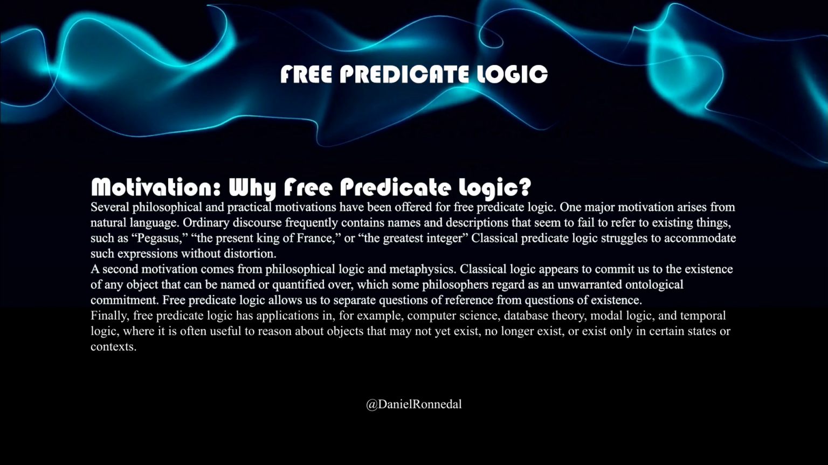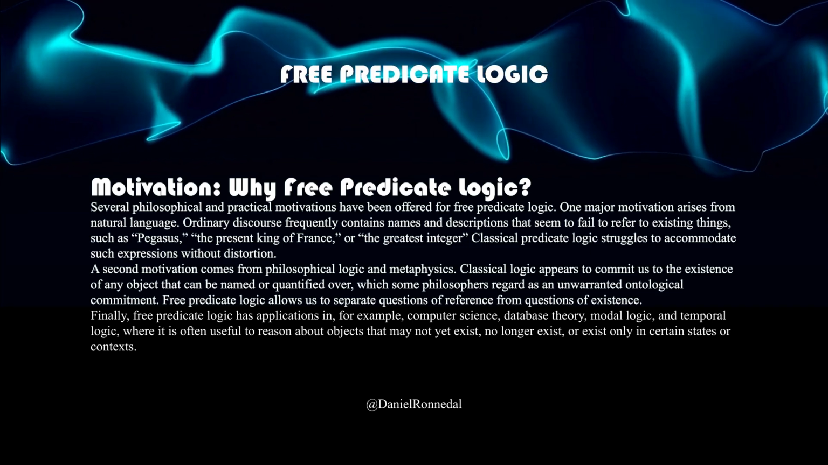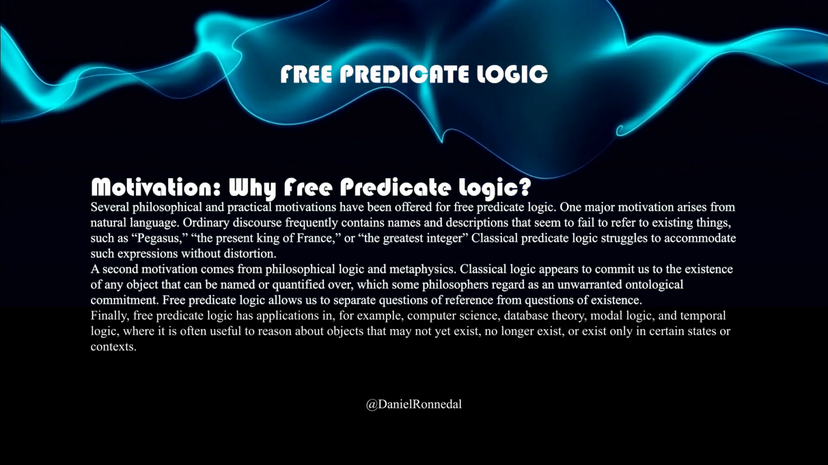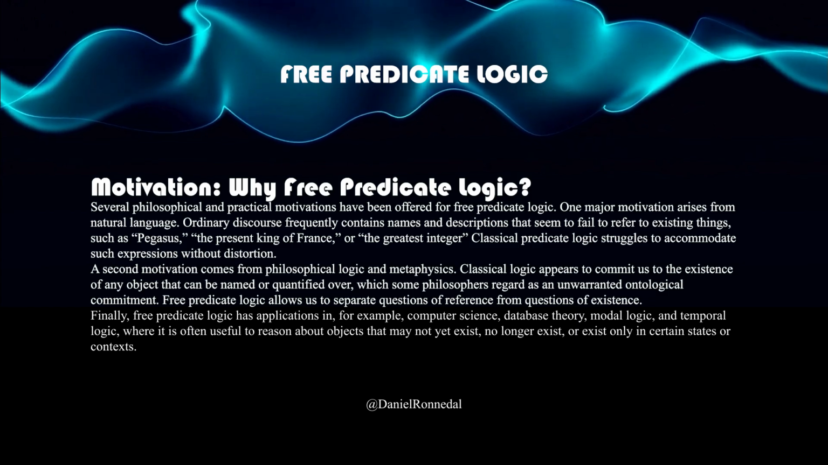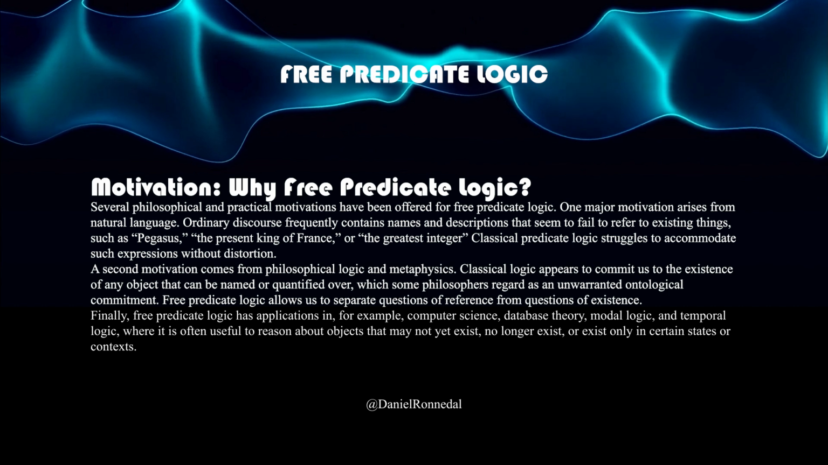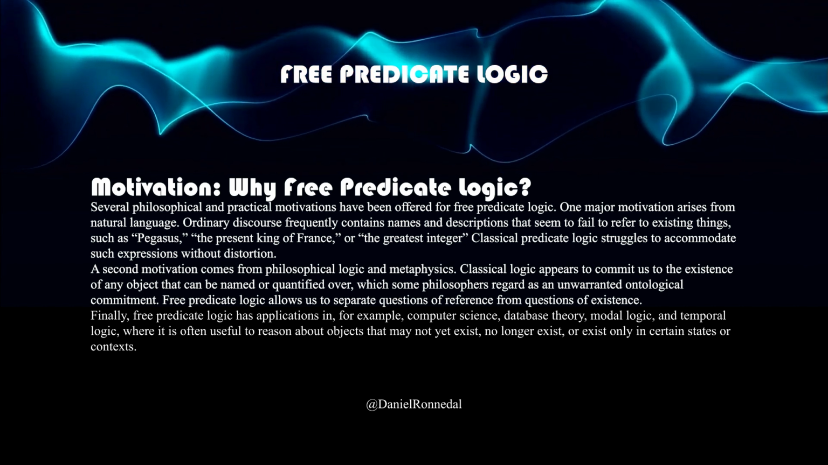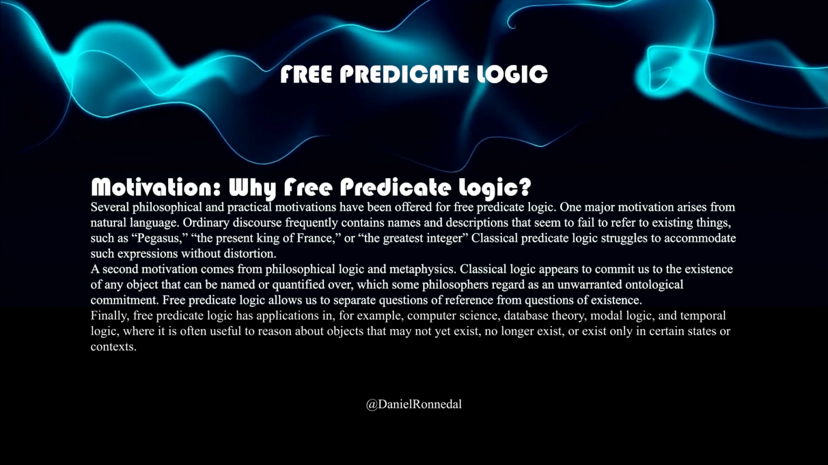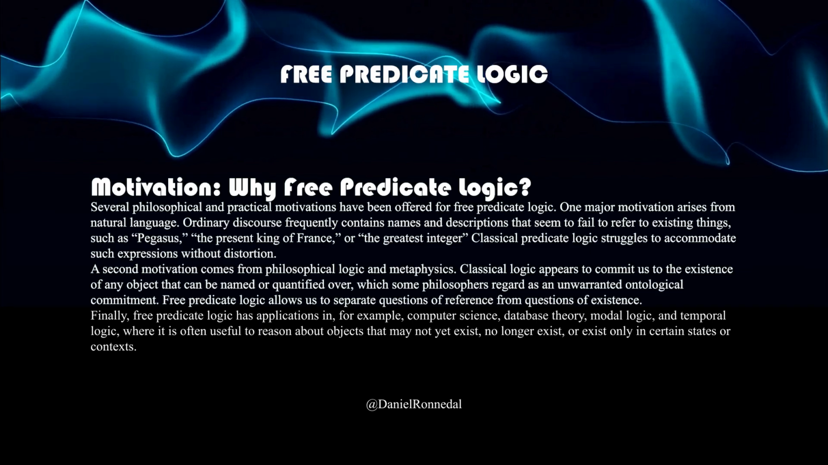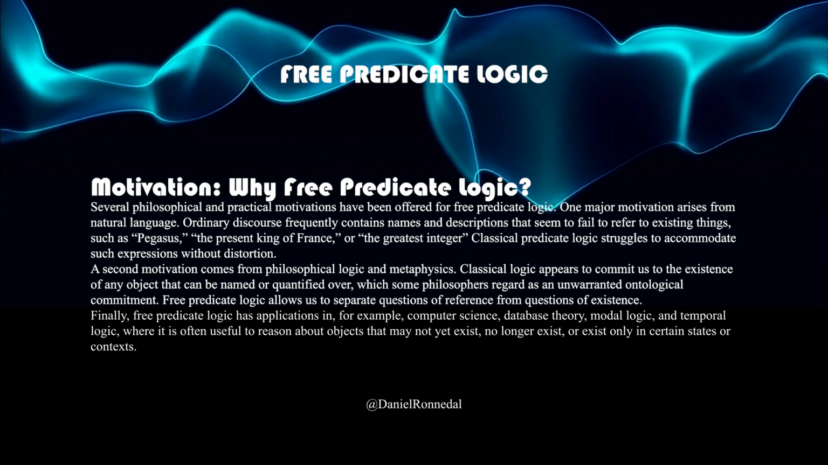A second motivation comes from philosophical logic and metaphysics. Classical logic appears to commit us to the existence of any object that can be named or quantified over, which some philosophers regard as an unwarranted ontological commitment. Free predicate logic allows us to separate questions of reference from questions of existence. Finally, free predicate logic has applications in, for example, computer science, database theory, modal logic, and temporal logic, where it is often useful to reason about objects that may not yet exist, no longer exist, or exist only in certain states or contexts.